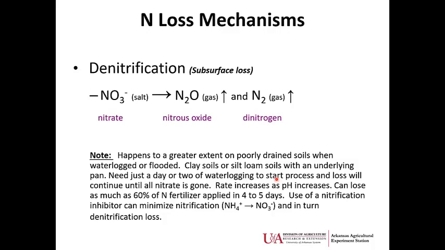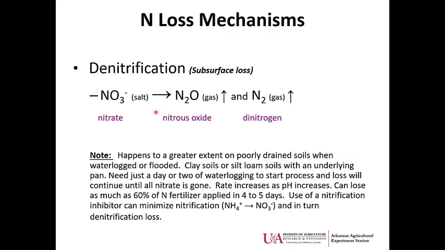Now, what's required for denitrification to occur? You have to have nitrate. You have to have actively respiring soil microbes. So typically that means you need organic matter, you need warm soil temperatures. But the key thing here is that you have to have saturated anaerobic soil conditions.